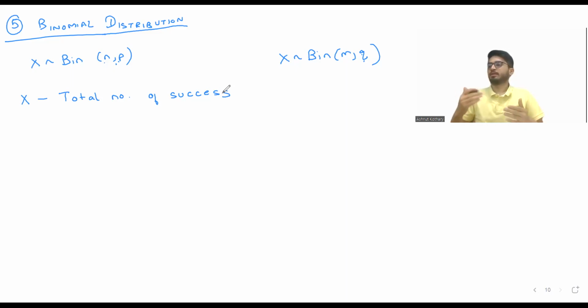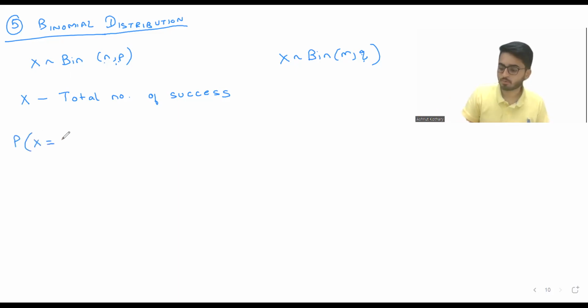So now let's say we're conducting an experiment n times. What does X give us? The total number of successes. So if I want to find the probability X equals x, how many trials have I conducted? n trials. How many successes am I looking for? x. What is the probability of one success? p. So what is the probability of x successes?